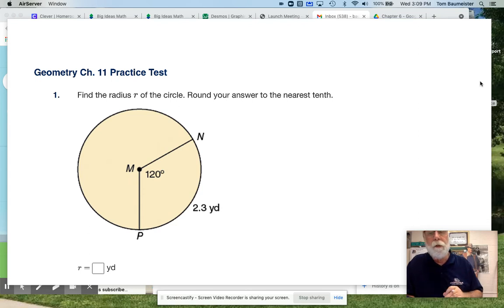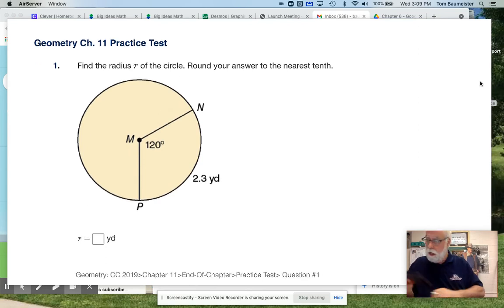All right, ladies and gentlemen, here's your practice test. So, number one, find the radius r of the circle and then round your answer to the nearest tenth.